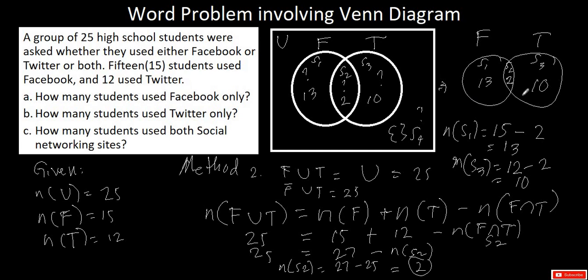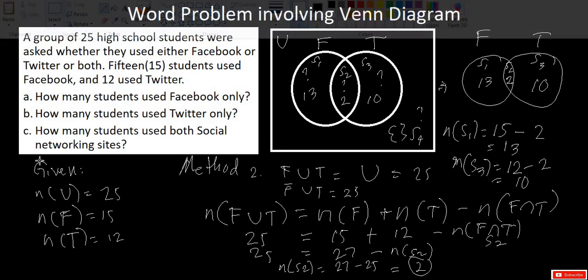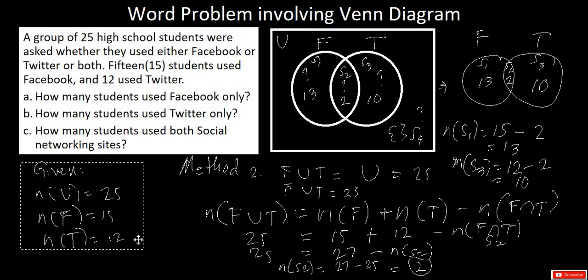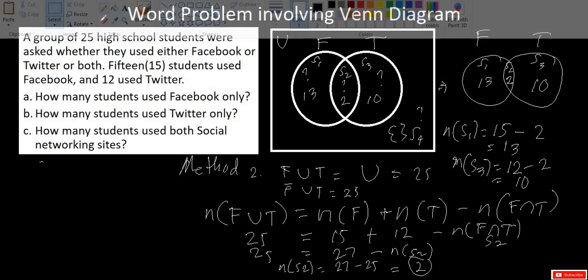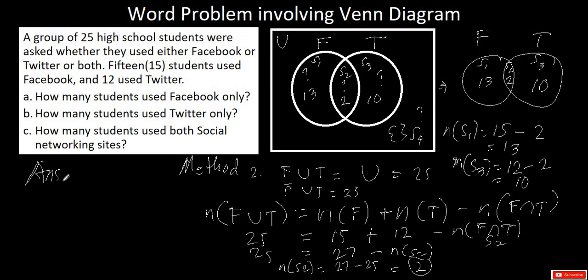Now, after completing the Venn diagram, we can now give the answers to the questions in the problem. And what are the answers? Let's erase first here so that we could have space. Okay, so let's now write the answer to the problem. A, first question, how many students use Facebook only? We can get our answer from the Venn diagram. So it's 13, right? S sub 1.